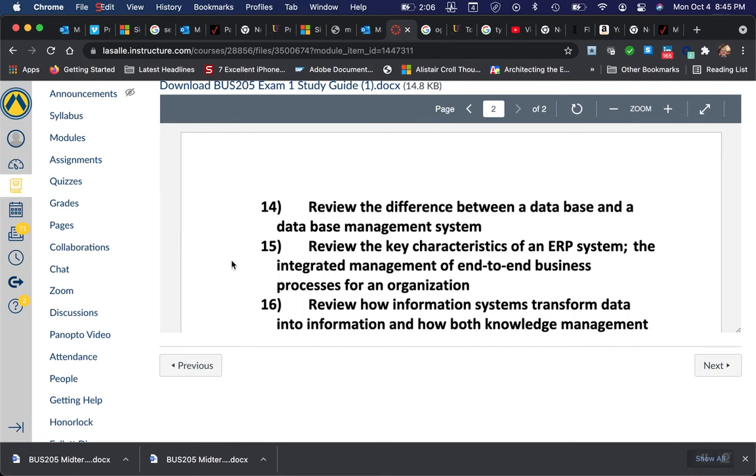Also, we talked a bit about ERP systems and the key characteristics. In a sentence, it's the integrated management of end-to-end processes for an organization. Key words to look at when we're talking about ERP systems is this integration. We'll see this in action, how these things are all tied together, but the integration is a key concept. And also the idea of these end-to-end business processes. We'll see how organizations actually do work within these end-to-end business processes.